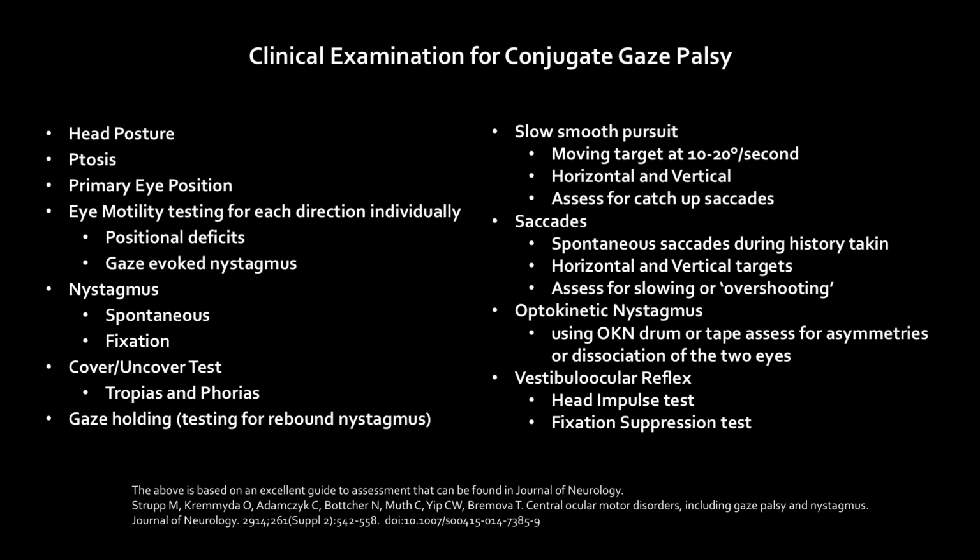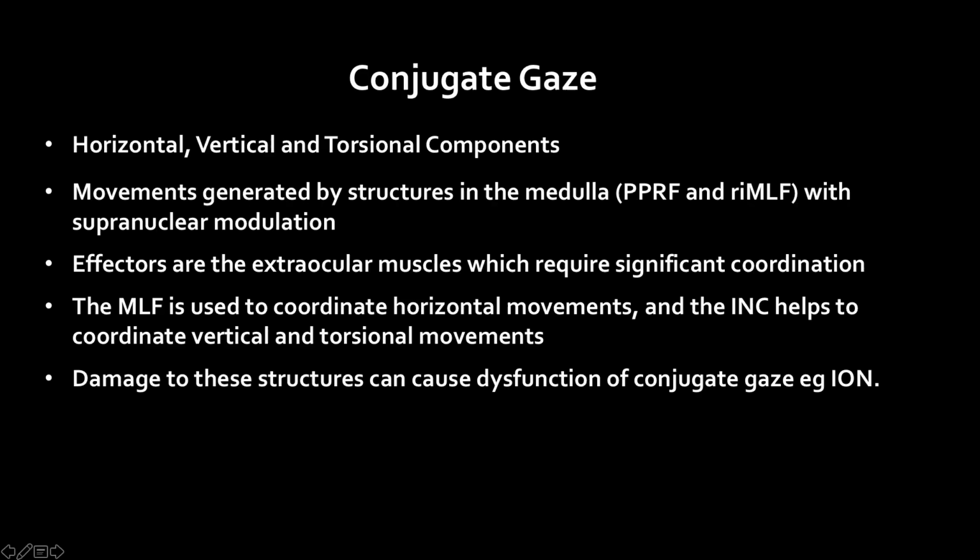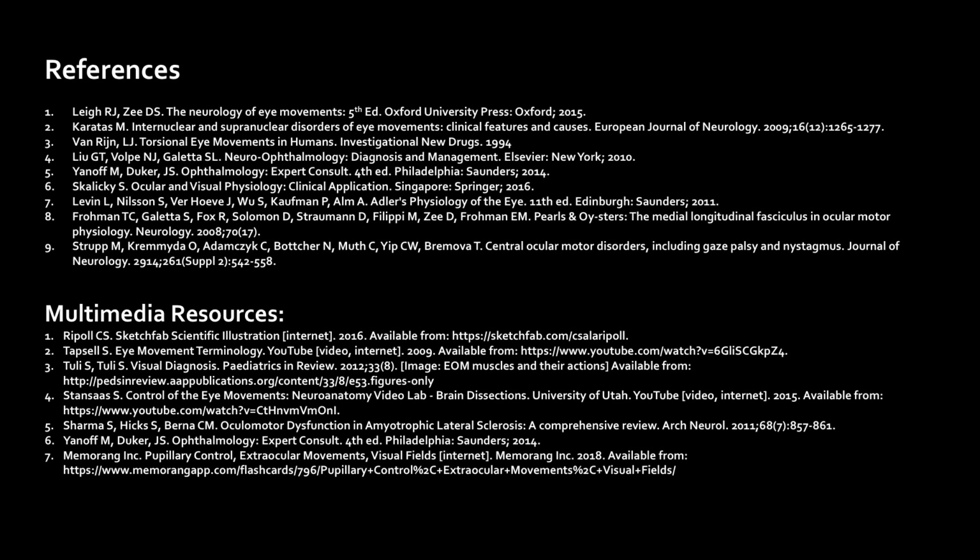Examination for conjugate gaze dysfunction involves not only examining eye motility, but provoking response to smooth pursuit, head movement, and observation of saccadic function. This examination is thoroughly explored in Strupp et al. with the link below. In summary, horizontal, vertical, and torsional gaze is controlled by structures within the brainstem with some supranuclear modulation. This video has described the normal and pathological structure and function of the conjugate gaze centres using the references above.